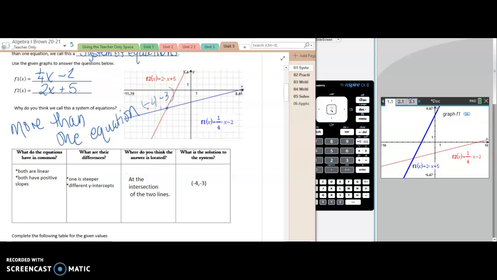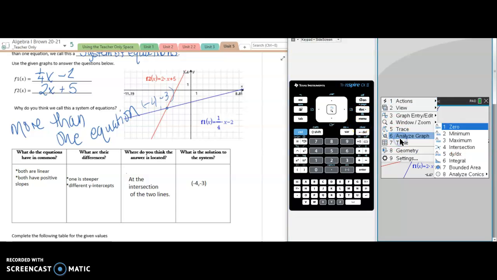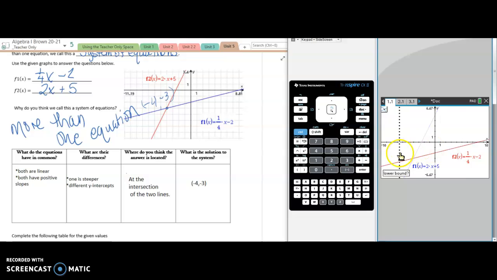But let me show you how to do this on the calculator, okay? So I already have this graphed over here on the calculator. I split my screen so you could see this. It's graphed right here. So on your calculator, it will find that intersection for you. You're going to do Menu, Analyze Graph, Intersection, and you're going to click, drag, click. So you need to click on one side of this intersection, see the intersection? Click, drag it across.